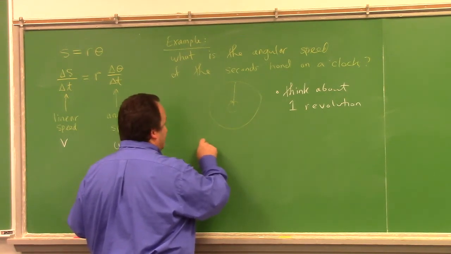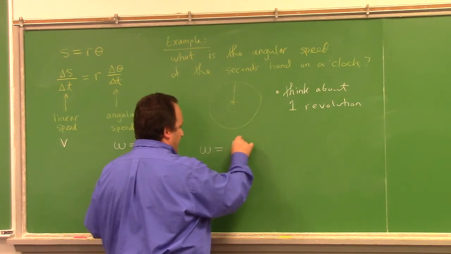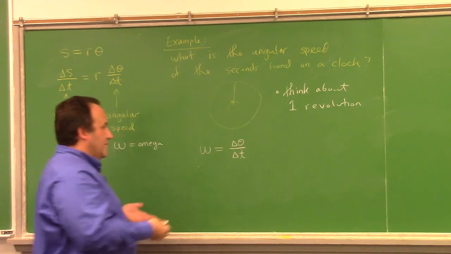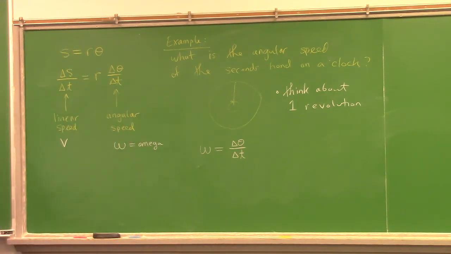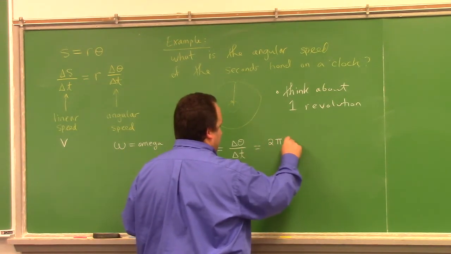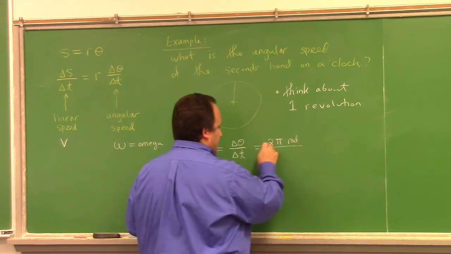Okay, so omega is going to be equal to the change in theta over the change in time, and we're thinking about it being a uniform rate of change. So you can pick any particular sweep that you want. I'm saying look at the whole sweep. So what's the change in theta if we go all the way around? It's 2 pi. 2 pi radians is a full revolution. And how much time does it take for the second hand? 60 seconds.